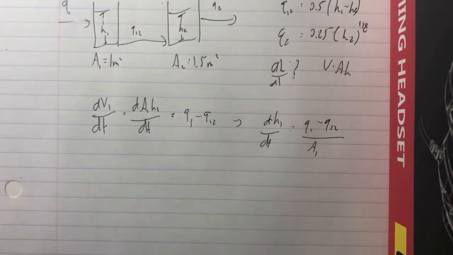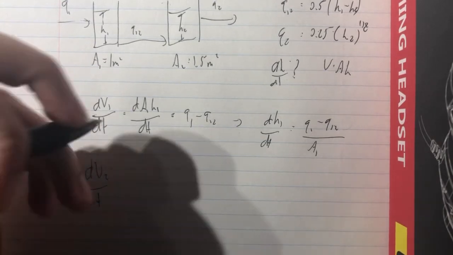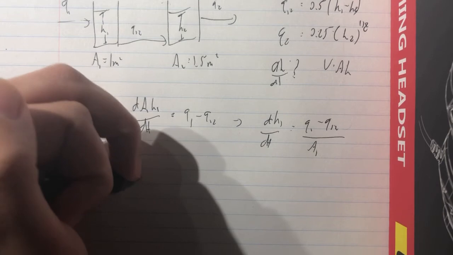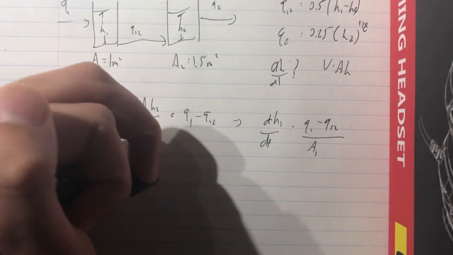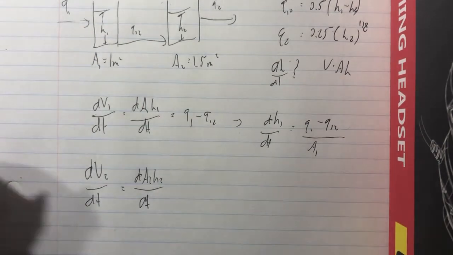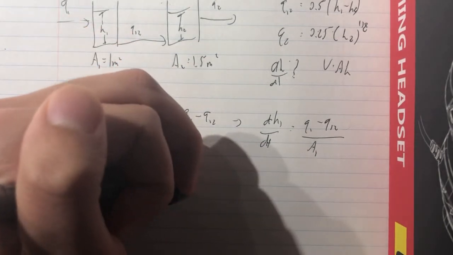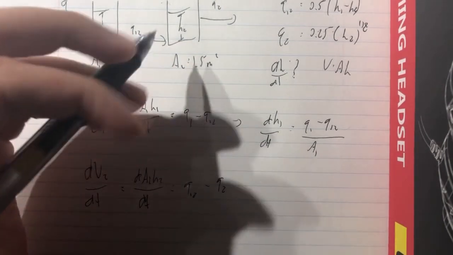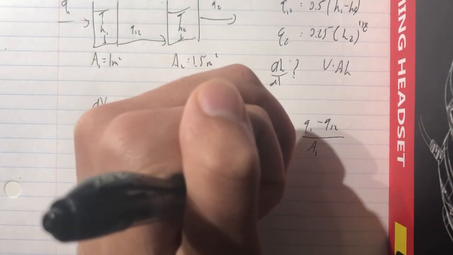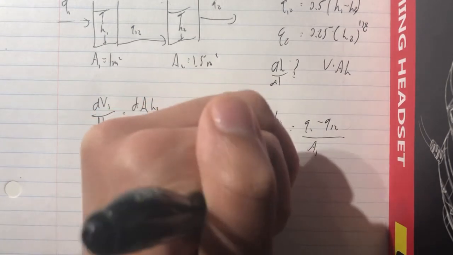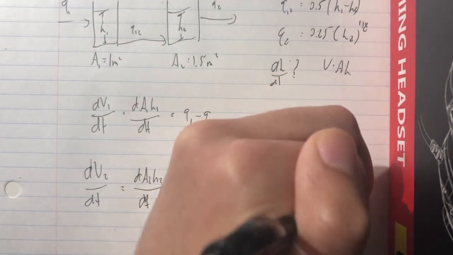Similarly, we can do the exact same process for tank 2, where we have dV2 over dt equaling d(A2 H2) over dt. But this time in is Q12, and out is Q2. And we get dH2/dt is equal to (Q12 minus Q2) over A2.